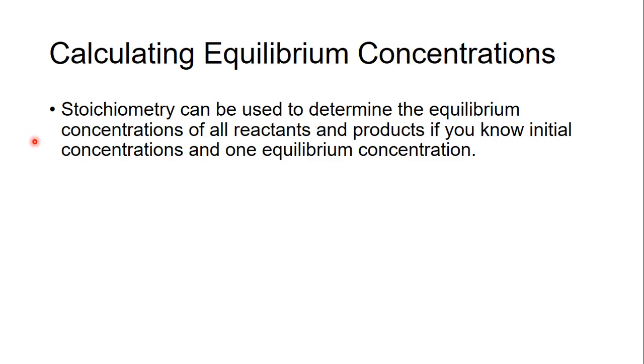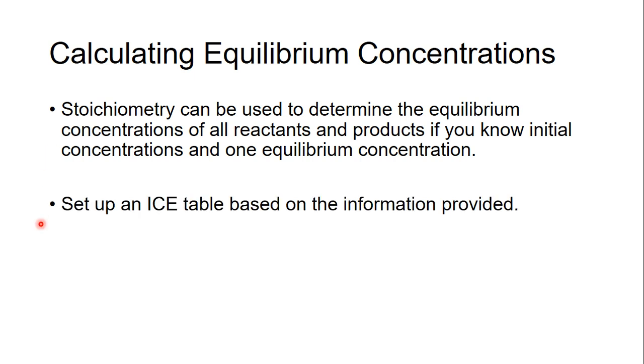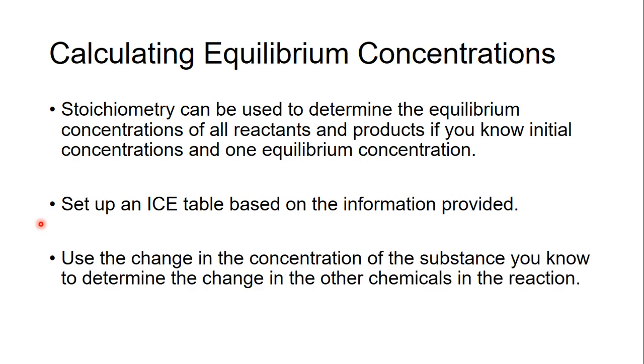Now let's take a look at how we could actually calculate these equilibrium concentrations. We can use stoichiometry to do this if we know initial concentrations and at least one equilibrium concentration of our reactants and products. The way we do this is by using what's called an ICE table, and we'll walk through how we use an ICE table. We're going to use our change in concentration of our known substance. That is, we need to know one substance at equilibrium to know how the other substances change. But like I said, we're going to walk through this ICE table.